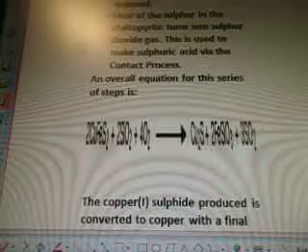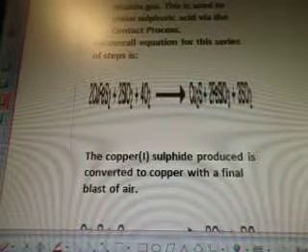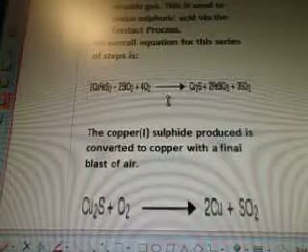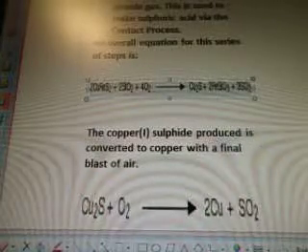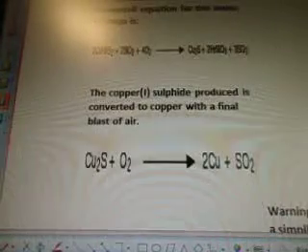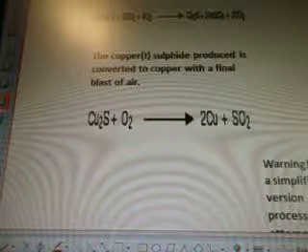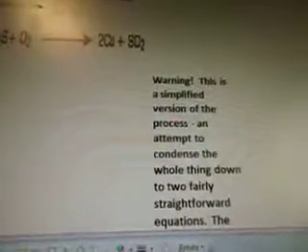An overall equation for this series of steps is blurry. I don't know if that helps there. I made it bigger and it just made it blurry. Sorry. The copper 1 sulfide produced is converted to copper with a final blast of air, and that's the other equation that he has on his page. So his warning is, this is a simplified version of the process, an attempt to condense the whole thing down to 2 fairly straightforward equations.